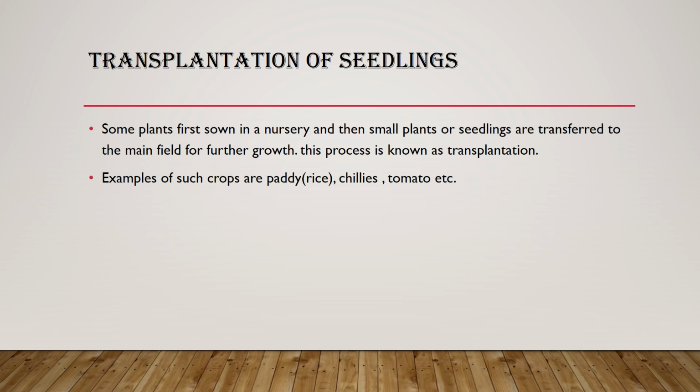We have many types of crops which we can directly sow in the field, but there are some other types of crops which we can't directly sow in the field. First we have to sow these crops in the nursery, then they grow as small plants or seedlings, then we transfer these seedlings to the main field for further growth. So this process is known as transplantation. Examples of such crops are paddy, chilies, and tomato.